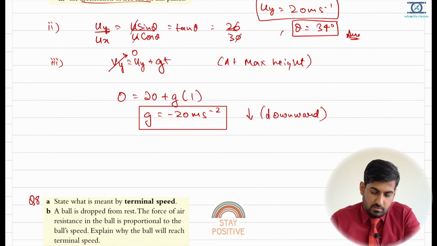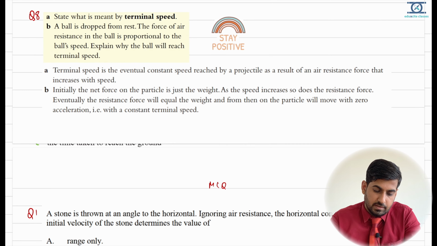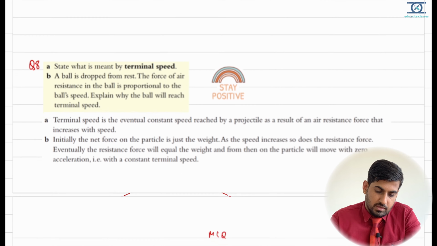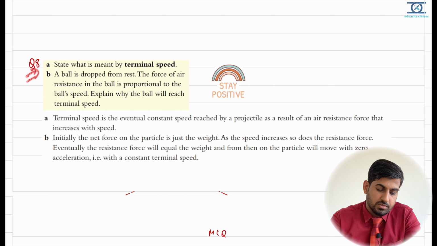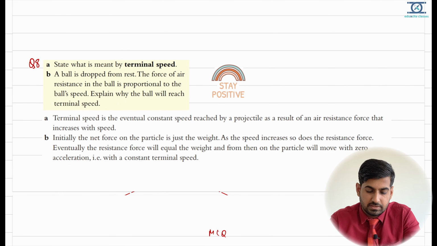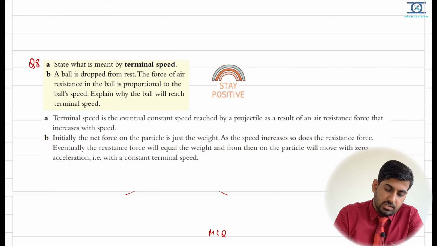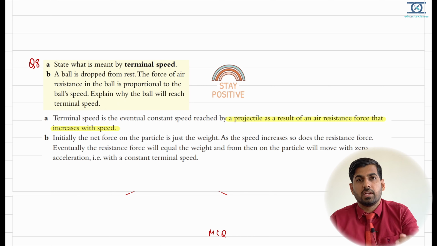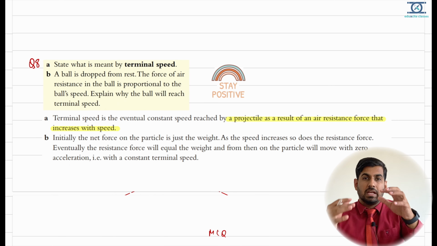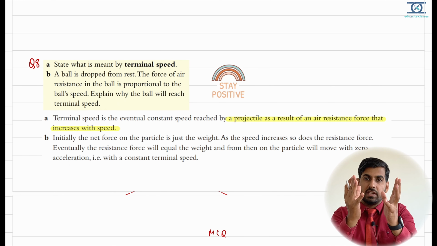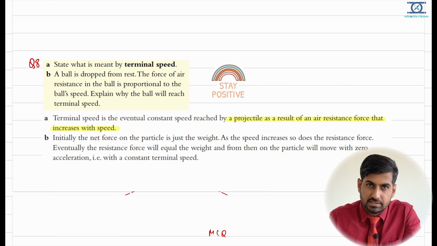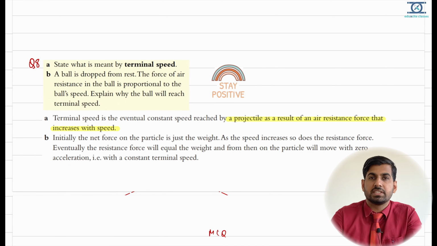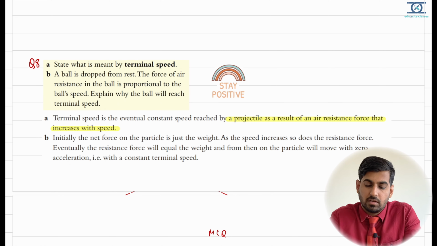So this is question number 7. This is quite easy. Just read the question, because sometimes they ask for a theoretical answer for the terminal speed. Eventually the terminal speed is the constant speed at which a projectile moves, as a result of air resistance force increasing with the speed. When an object is moving through the air, as the speed increases, the air resistance increases, and there will be a time when the forces get balanced. At that time the speed remains constant, and that speed is known as the terminal speed.